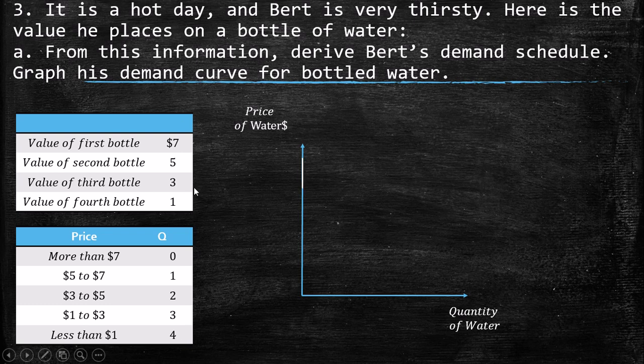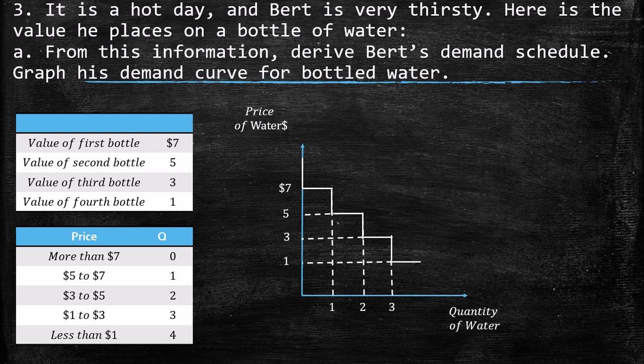So we can represent this here. Here is $7. When the price is higher than 7, Bert is not going to consume anything, so we are on the y-axis. Immediately after the price is equal to 7, Bert will buy 1 bottle of water. When the price is 5, Bert will buy 2. When the price goes down to 3, he will buy 3, and finally when the price goes to 1, it goes to 4, and at less than 1, he will buy just 4. So that's the demand curve, and this is the demand schedule.